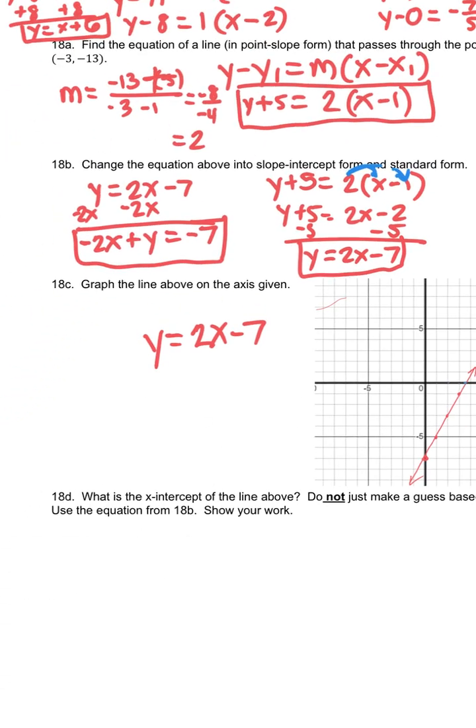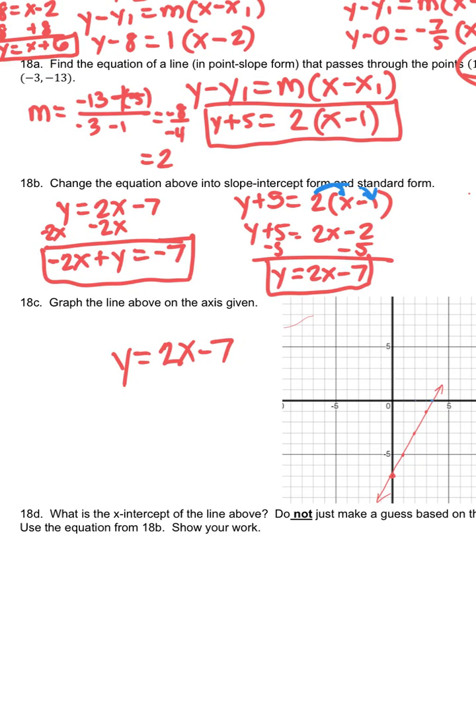So let's go ahead. It says, do not just make a guess based on the graph. Use the question from 18b and show your work. So I would guess it's 3.5, but it doesn't want us to use a guess. So let's go ahead and fill in what we do know. Let's plug in 0 for our y. Then we get 2x minus 7 because we're going to solve for x.